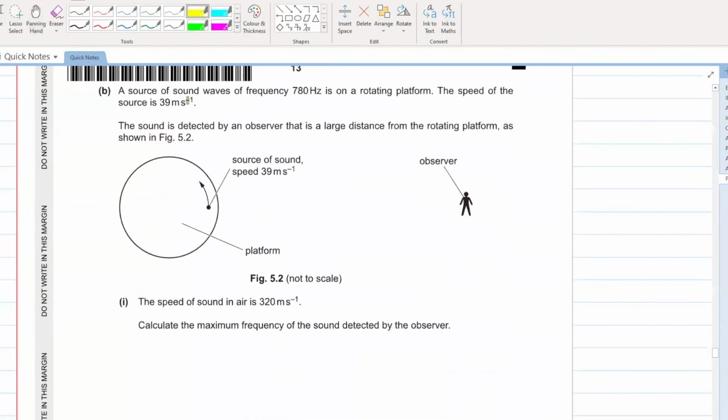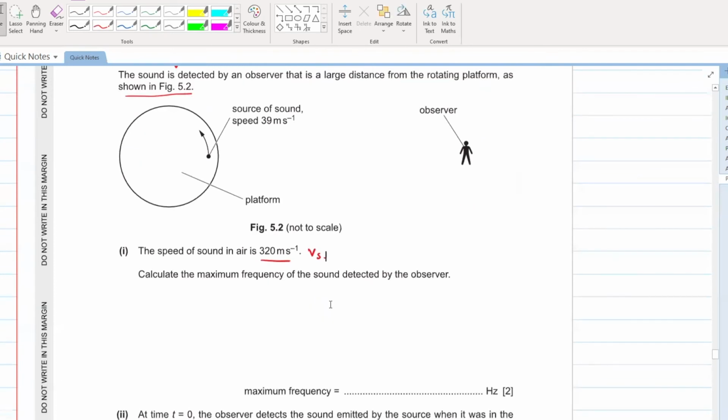A source of sound waves of frequency this. So this is the frequency of sound. Fs is on a rotating platform. The speed of the source is this. Okay, this is the speed of the source. Sound is detected by an observer that is a large distance away from the rotating platform as shown in figure 5.2. Okay. The speed of sound is this. Perfect. This is the speed of sound. Calculate the maximum frequency of the sound detected by the observer.